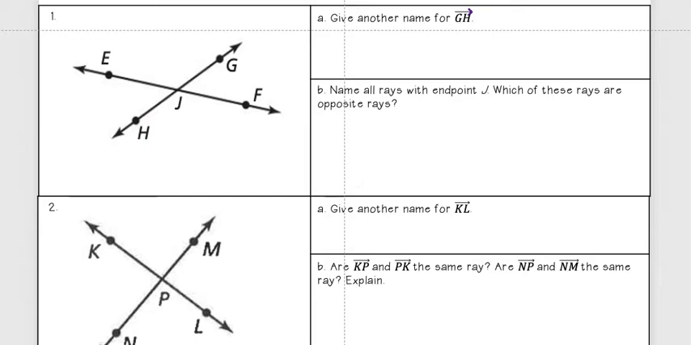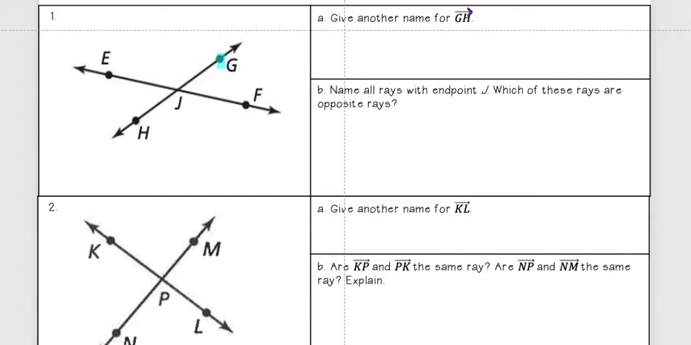Okay, so for this video, we're going to go over some examples on naming these opposite rays and giving some other names for rays and such like that. So for this first one, I have this figure on this left-hand side and it asked me to give another name for GH. So I went ahead and drew this a little bit so we can see that arrow up on top. So I want to give another name for that ray.